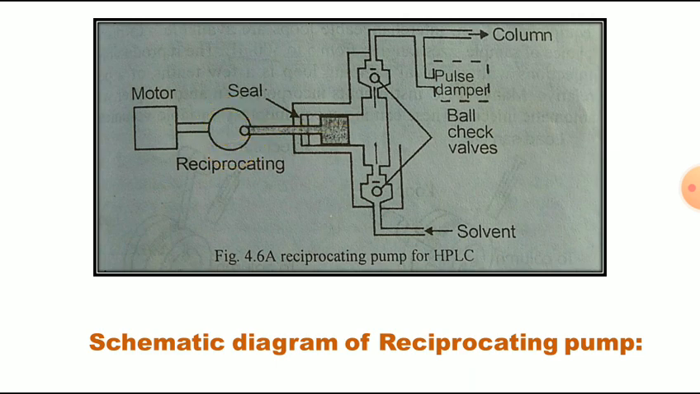The mobile phase, or you can say solvent, comes into this chamber through this valve when the piston goes to the back side. When the piston comes to the front side, this valve gets closed and the entire solvent goes through this valve into the column. Okay, so this is the process of this reciprocating pump. Now we will see the actual process.